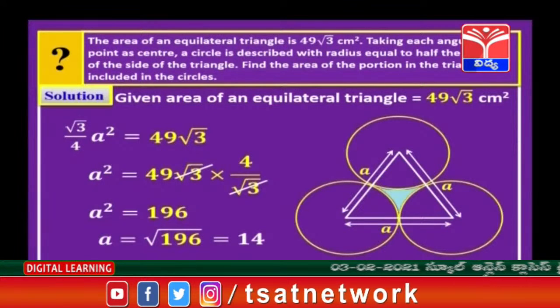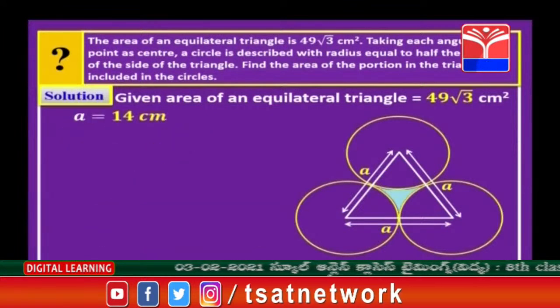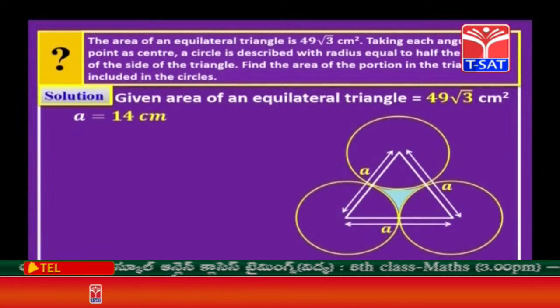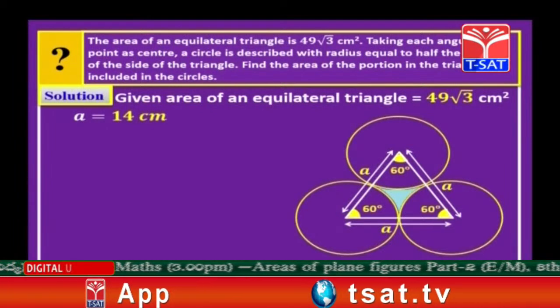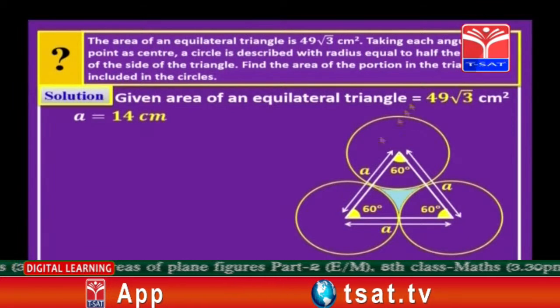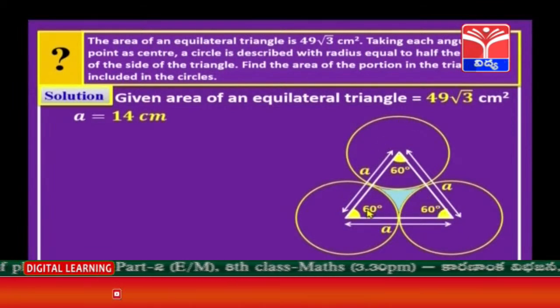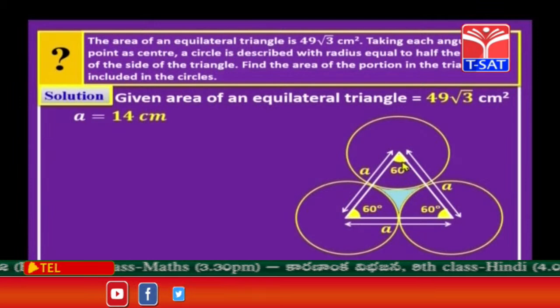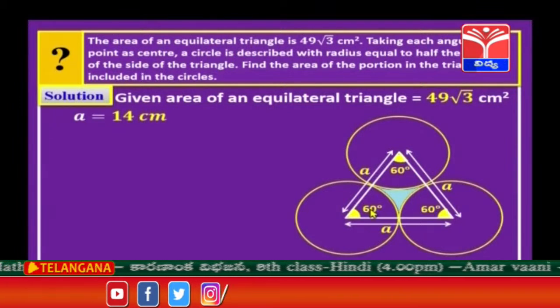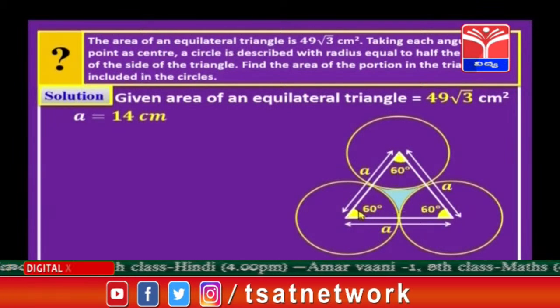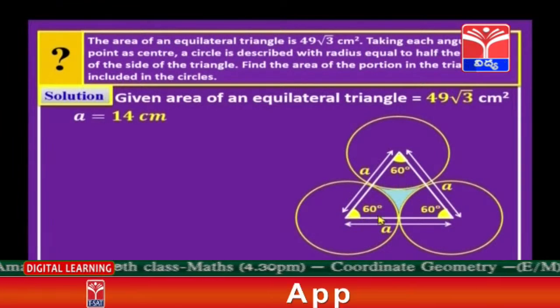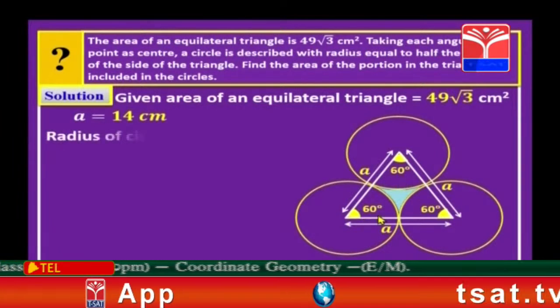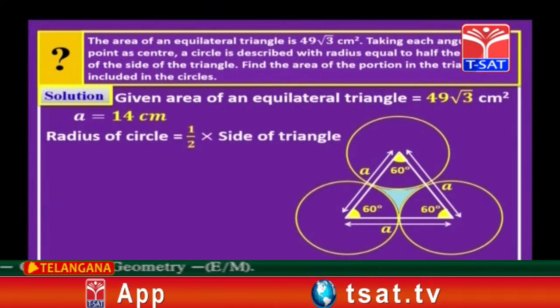Therefore we got the length of the side of an equilateral triangle is 14 centimeters. Okay children, now here if you notice, these angles are all equal, right? So what is the angle, children, here? 60 degrees each, because it is an equilateral triangle, all the angles are equal and each angle will be 60 degrees.